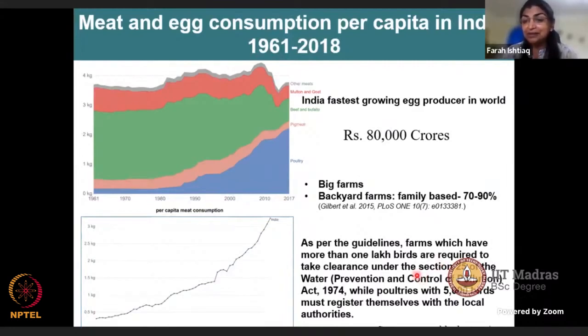So as I said, if the number or congregation attracts the virus, there has to be some kind of regulation that limits the number of birds you can have, so you can stop the cycle. But it's not so well regulated at the moment.